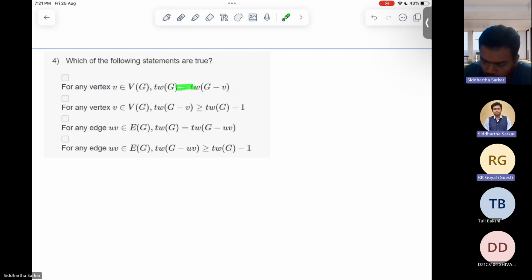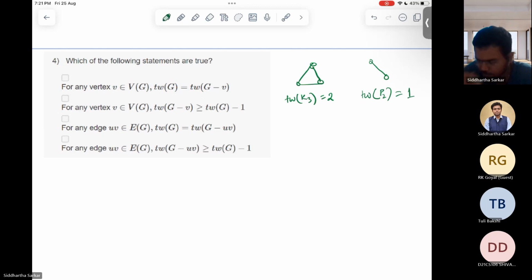Is it equality? It is not necessary. If we take the example of K3, and I remove one vertex from it, then only a single edge would remain, and it will make the tree width equal to 1. However, the original tree width was equal to 2. Therefore, this statement is not correct. Yes, that is the right way.